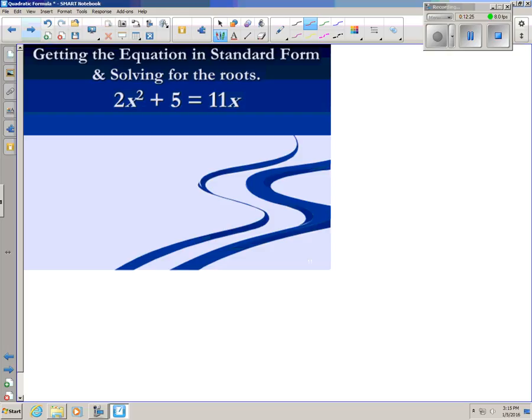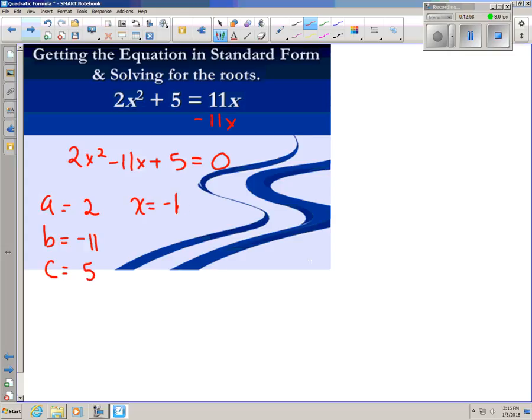Okay, so what happens when I have a quadratic and it's not equal to 0? Well, you have to get it equal to 0. So I'm going to move the 11x over by subtracting it, but I have to make sure it's in the correct spot because we have to have this in standard form in order to solve using the quadratic formula or even to factor. So we have 2x squared minus 11x, then the plus 5 because the constant always goes at the end. And then I'm going to do my a, b, and c. So a is 2, b is negative 11, and c is positive 5. And then I'm going to write the formula.